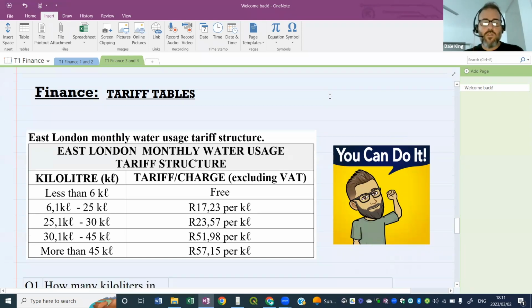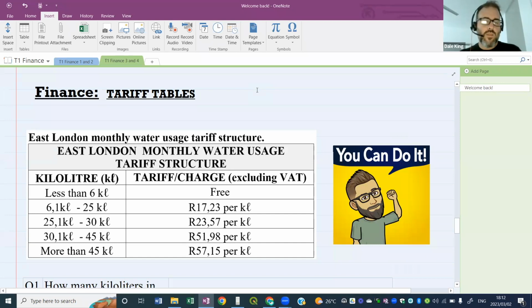You'll see as we go through, we're going to go step by step and real slow and explain exactly how a tariff table works. So a little bit more about tariff table. A tariff table is a structure of how to charge people for a service, services and fees.